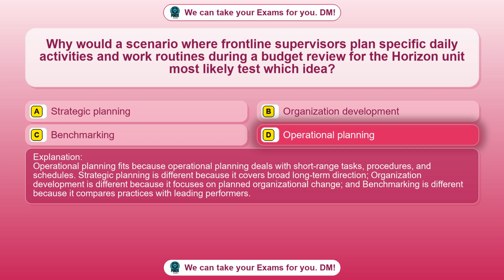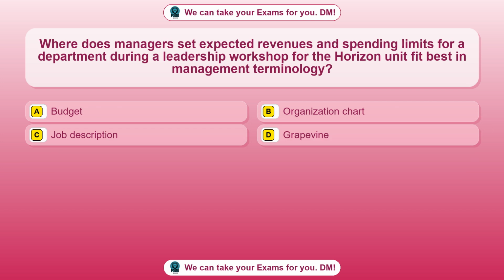Organization development is different because it focuses on planned organizational change, and benchmarking is different because it compares practices with leading performers. Question 22. Where does managers set expected revenues and spending limits for a department during a leadership workshop for the Horizon unit fit best in management terminology? Option A, budget. Option B, organization chart. Option C, job description. Option D, grapevine.